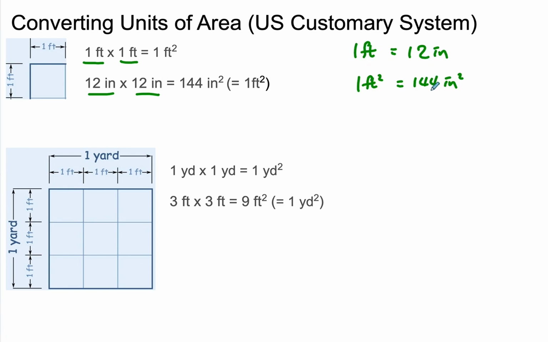It is square of 12, right? So when you are converting the area, you need to think about the ratio as a square unit. Same here. If you are given 1 yard, so 1 foot plus 1 foot plus 1 foot is 1 yard.